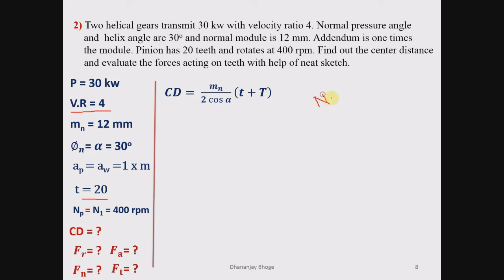Velocity ratio means what? Speed of driving gear, that is pinion, divided by speed of driven gear. Right? And it is given as 4. And this is also equal to G. G is also equal to T by t. So number of teeth on the gear wheel, how many will it be? 40? How much? 80. Then the center distance.